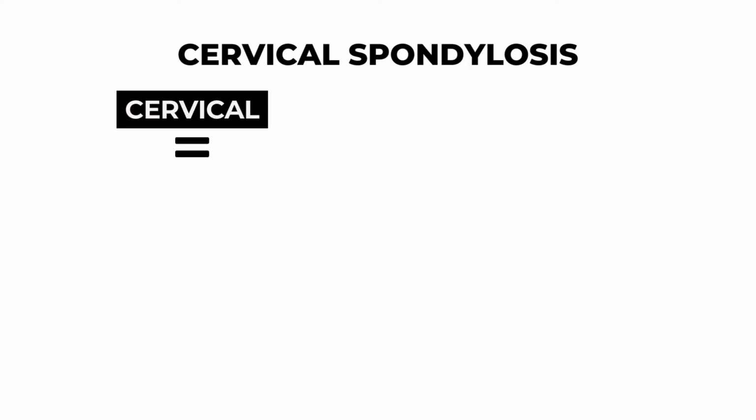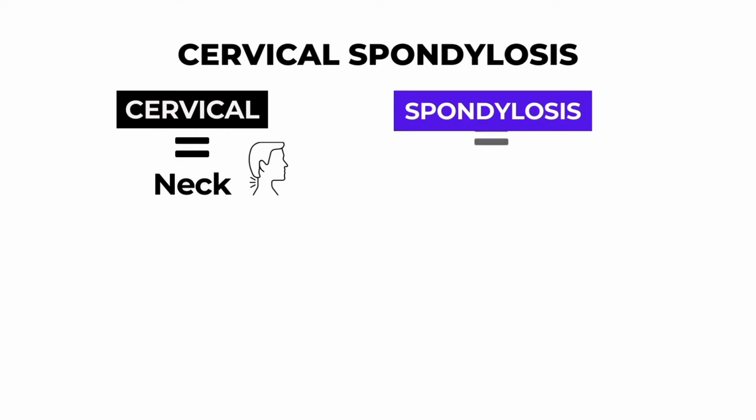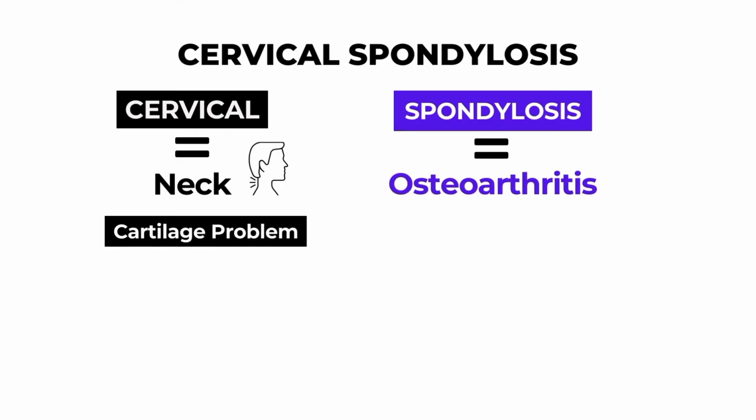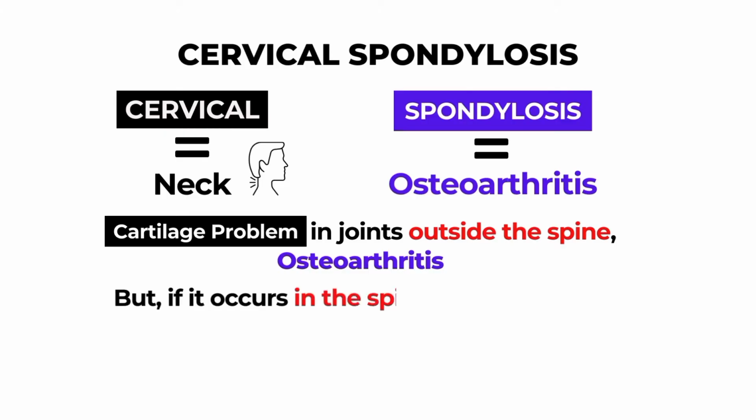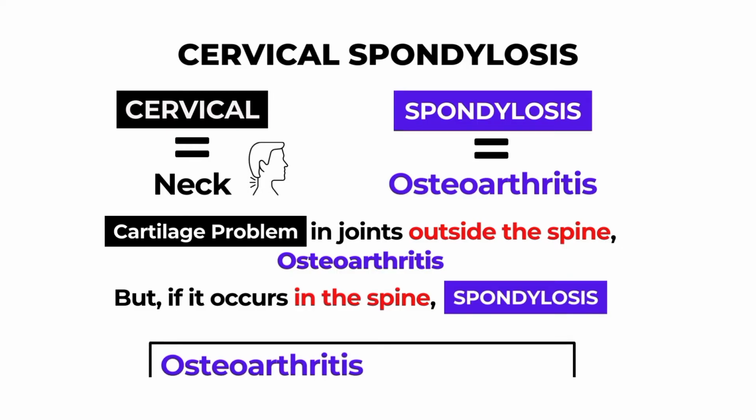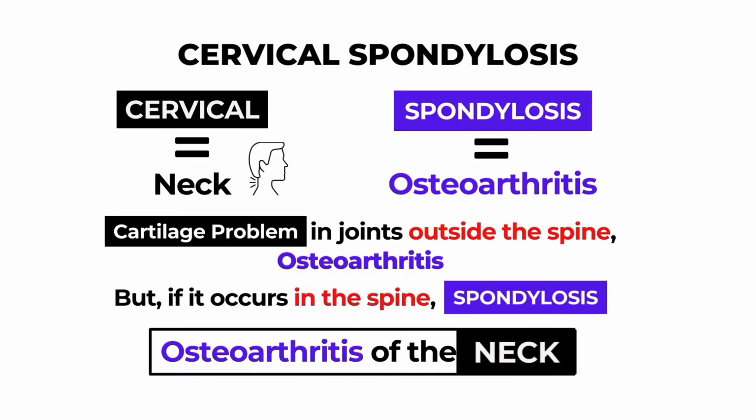Cervical means the neck. So in medical nomenclature, what we call neck in everyday parlance, we call cervical in medicine. Spondylosis simply means osteoarthritis. When we have a cartilage problem in joints outside the spine, we refer to that as osteoarthritis. But when it does occur in the spine, we refer to it as spondylosis. So cervical spondylosis simply means osteoarthritis of the neck.